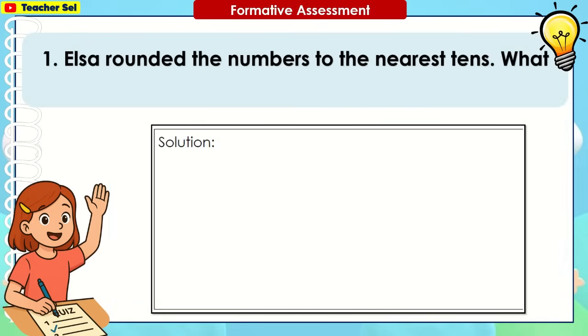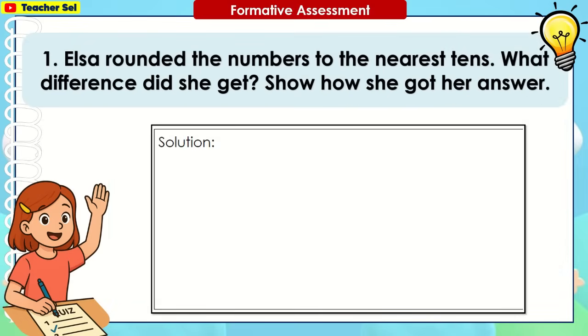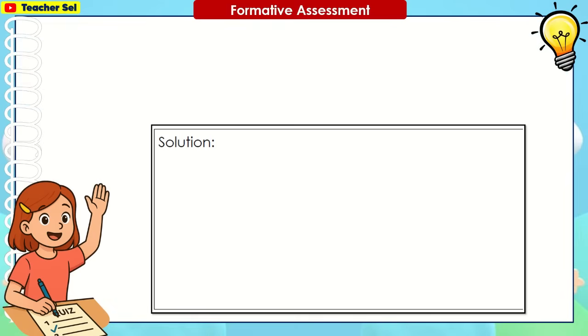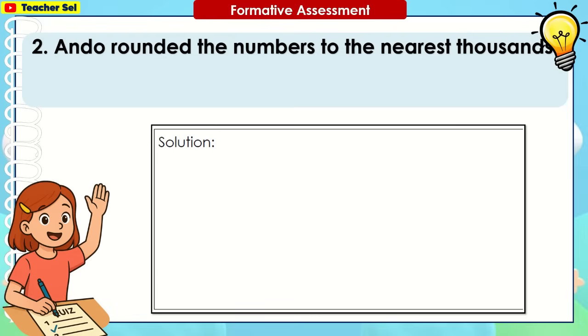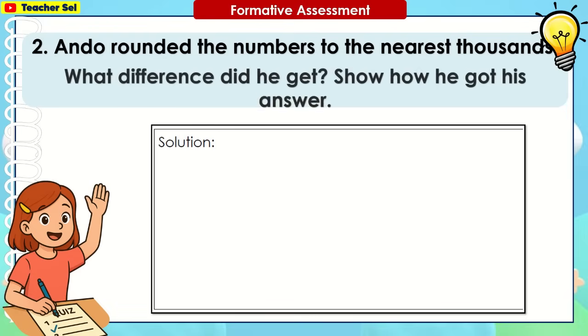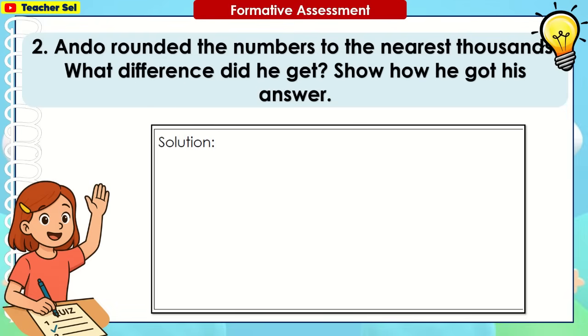Elsa rounded the numbers to the nearest tens. What difference did she get? Show how she got her answer. Ando rounded the numbers to the nearest thousands. What difference did he get? Show how he got his answer.